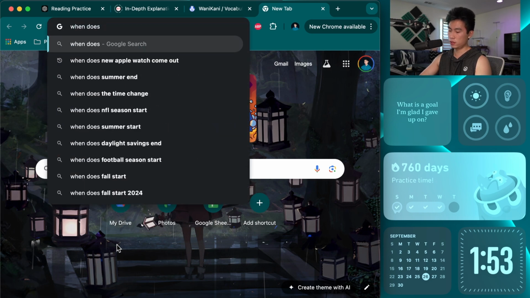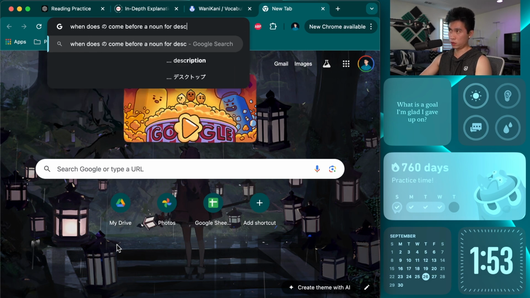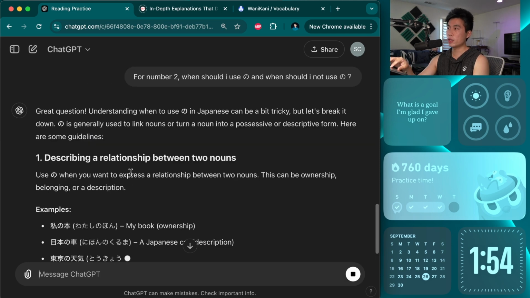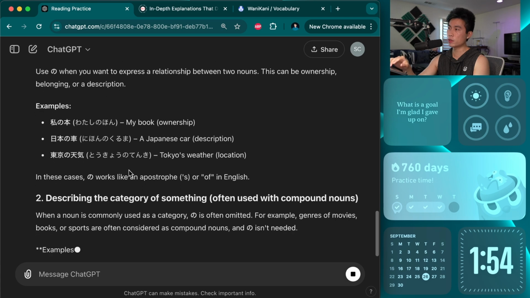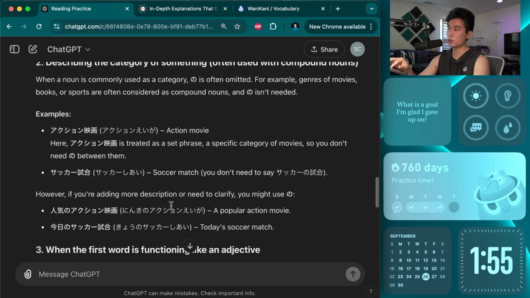When does no come before a noun for descriptions? Yeah, that's not very useful. I'll ask ChatGPT and see. Describing a relationship between two nouns. Okay, that one's obvious. Describing the category of something is treated as a set phrase. Yeah. If you're adding more description or need to clarify, you might use no.